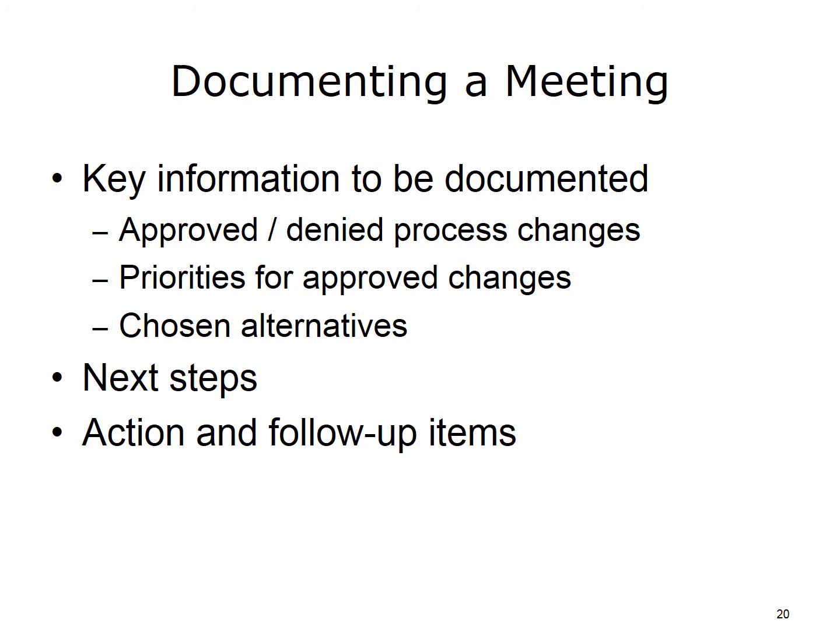The key information to be documented from a process redesign decision-making meeting includes decisions on each proposed process change, approved and denied process changes, priorities for approved changes, chosen alternatives, next steps, and action and follow-up items. The decisions on each proposed process change can be documented by adding columns to the brand matrix for approval and priority. The chosen alternative would be documented as an approval, and other alternatives would be marked non-approved.